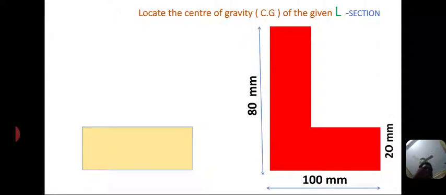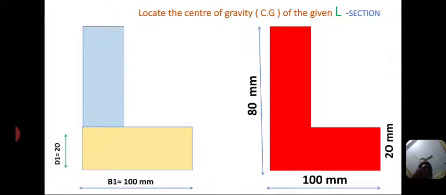That is, the first one is the bottom horizontal rectangle. The dimensions of the bottom rectangle are base b1 equal to 100 mm and depth or height d1 equal to 20 mm, and the other rectangle is vertical. The dimensions are base b2 equal to 20 mm and height or depth d2 equal to 60 mm.